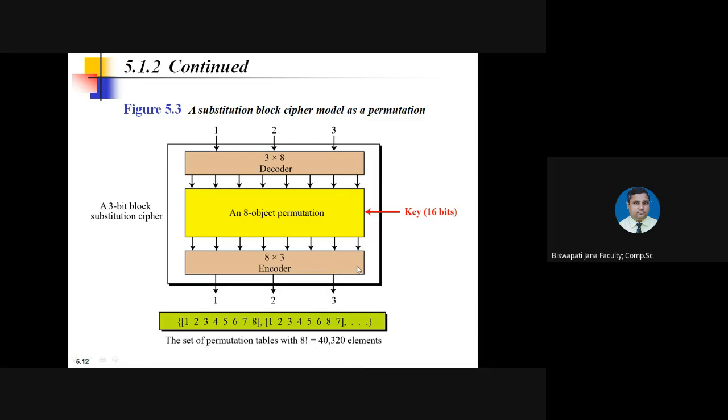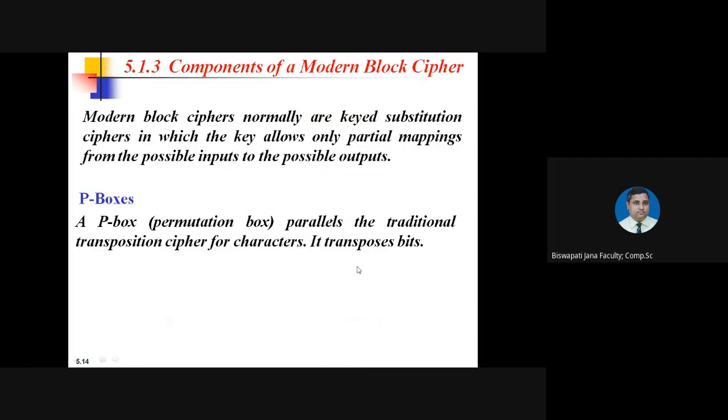Okay, this is a substitution. Now come to the different components of the modern block cipher. Already you have heard about that. The modern block cipher uses the substitution cipher, meaning positions can be changed, or permutation. Now you can use different types of components by which you can build a more secure scheme.